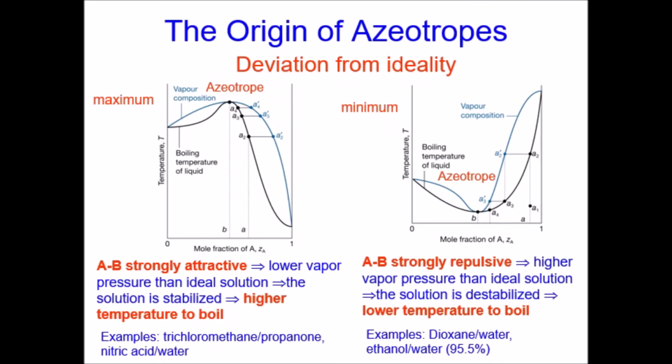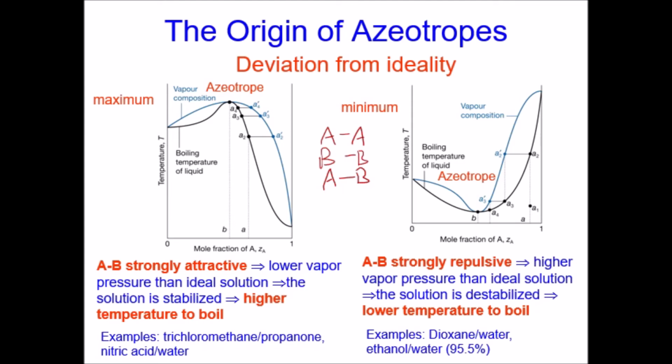The origin of azeotropes is the deviation from ideal solution. Suppose we have a mixture of A and B, and there are intermolecular interactions between A and A molecules, B and B molecules, and A and B molecules. Upon heating, the molecules gain kinetic energy, and when the temperature is high enough, the molecules gain enough kinetic energy that they can escape from the intermolecular interaction and become a gas phase. And that's when the solution starts to boil.